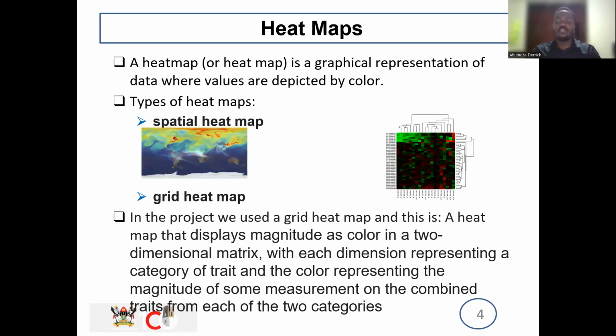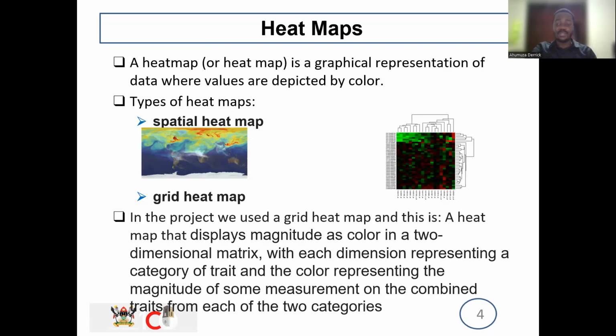A major topic we're going to discuss within this project are going to be the heat maps. A heat map is basically a graphical representation of data where values are depicted by color. And there are basically two types of heat maps that are common, the spatial heat map and the grid heat map. We have an example of a spatial heat map showing the temperature of the different zones on our planet. To our left, then to the right, we have a grid heat map.